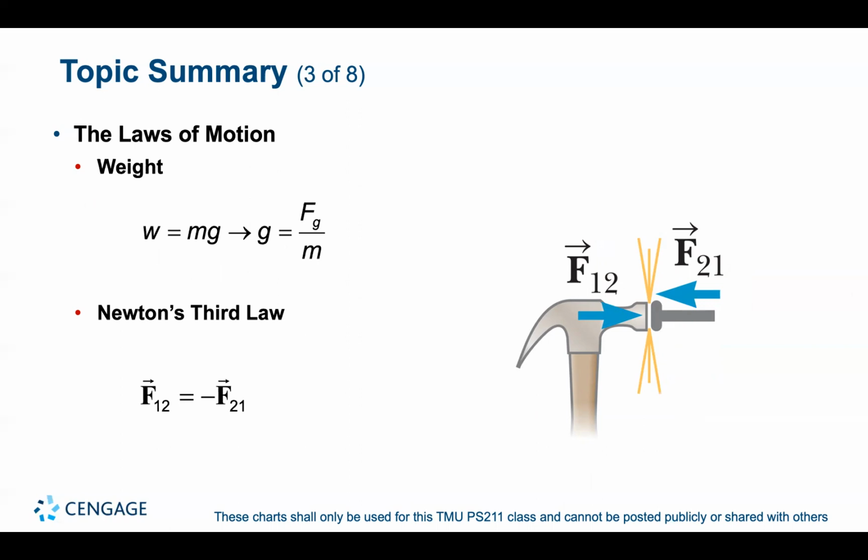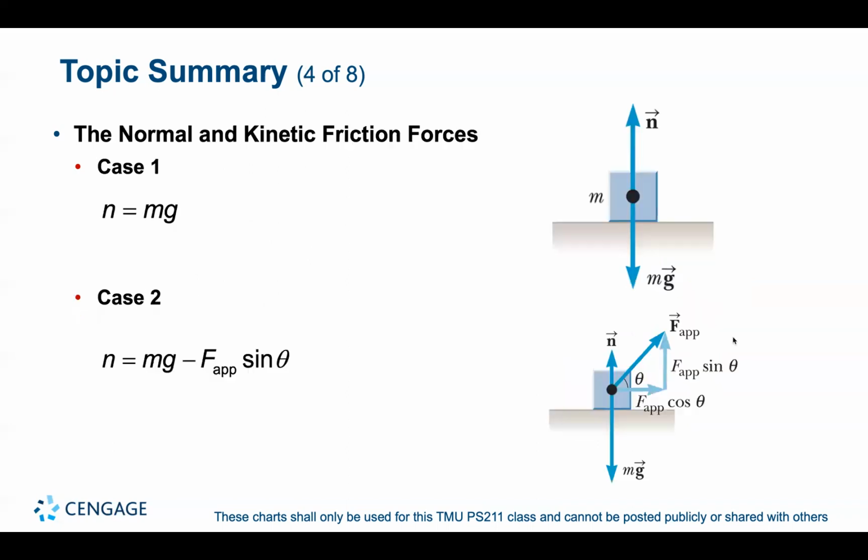And Newton's third law states that if two objects interact as shown in the figure, the force F12 exerted by object 1 on object 2 is equal in magnitude and opposite in direction to the force F21 exerted by object 2 on object 1. We're showing an example of a hammer. These forces are equal, and if this force is greater than the force coming back from the wall, then the nail is going to be driven into the wall.